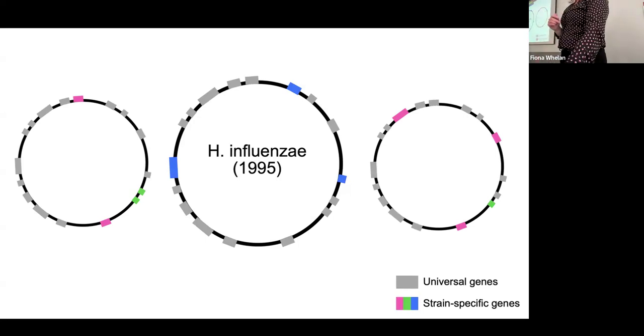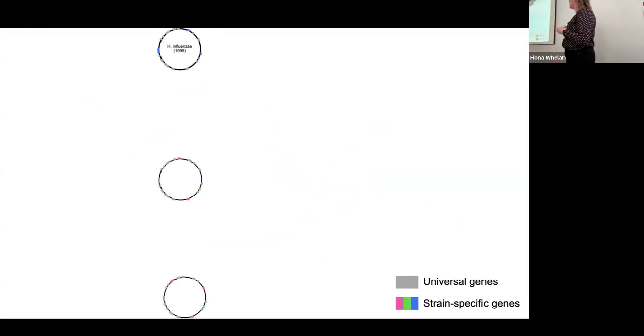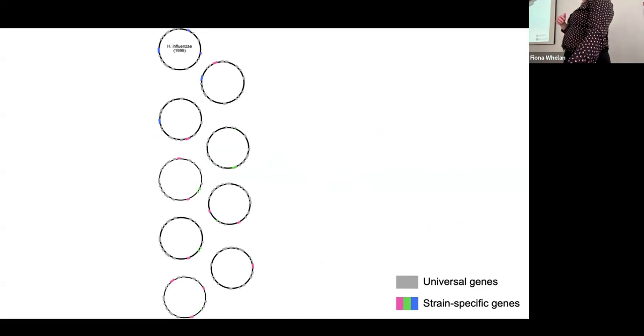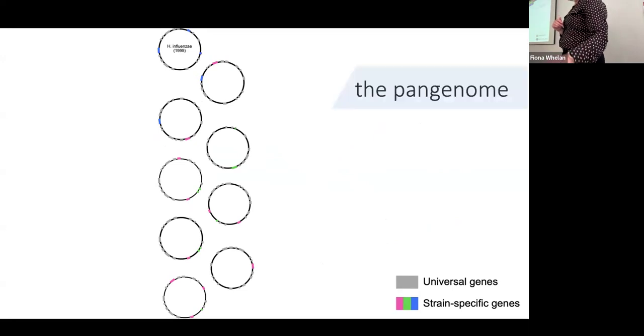And of course, over time, sequencing got cheaper, etc. We all know the story. So we started to have more and more different strains of H. influenzae, as well as lots of other different species, of course. Then we needed a fancy term to put all this strain level diversity together. And somebody came up with the idea of the pangenome.